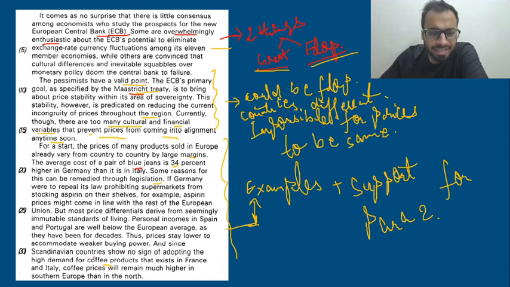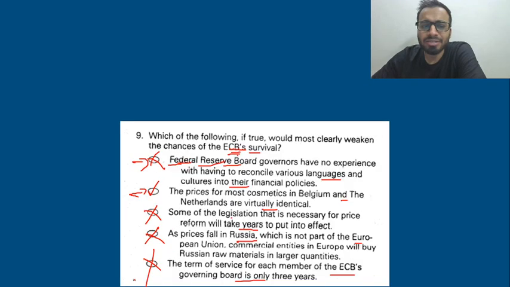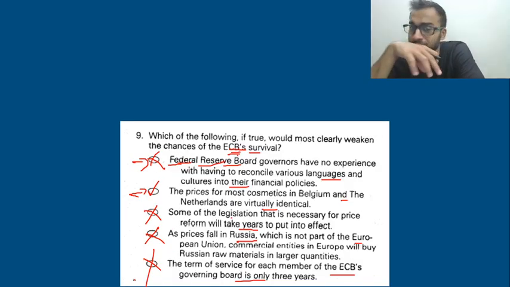And since Scandinavian countries show no signs of adopting the high demand for coffee products that exist in France and Italy, coffee prices will remain much higher in southern Europe than in the north. Now, understand what this question is trying to tell us. Which of the following, if true, would most clearly weaken the chance of ECB survival?